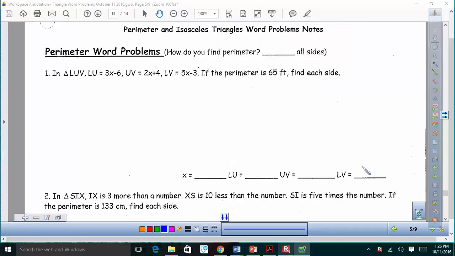Okay, so we are going to start with the perimeter and isosceles triangles word problems notes first. So for the perimeter word problems, how do you find the perimeter of something? You add all the sides. So right here we're going to write add all sides. Okay, so since all of these are going to be triangles, I'm going to go ahead and draw my triangle.